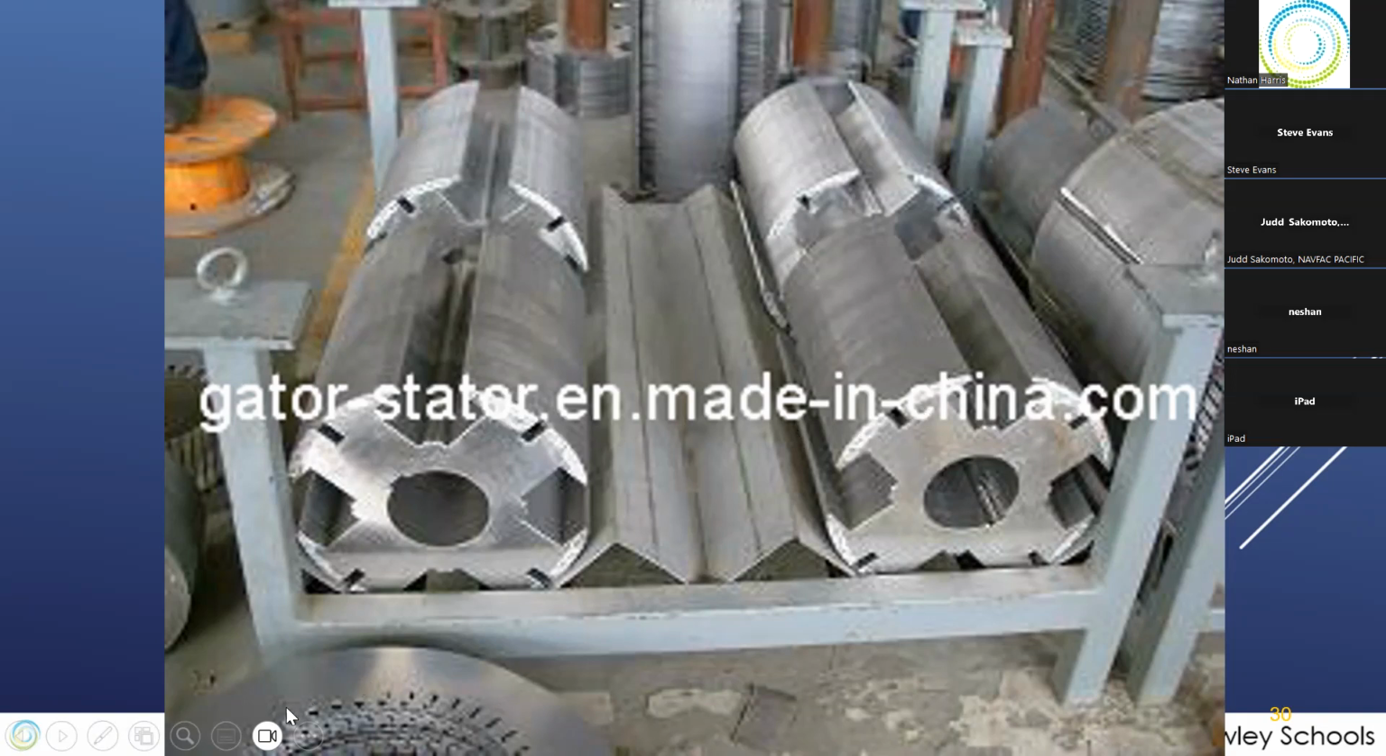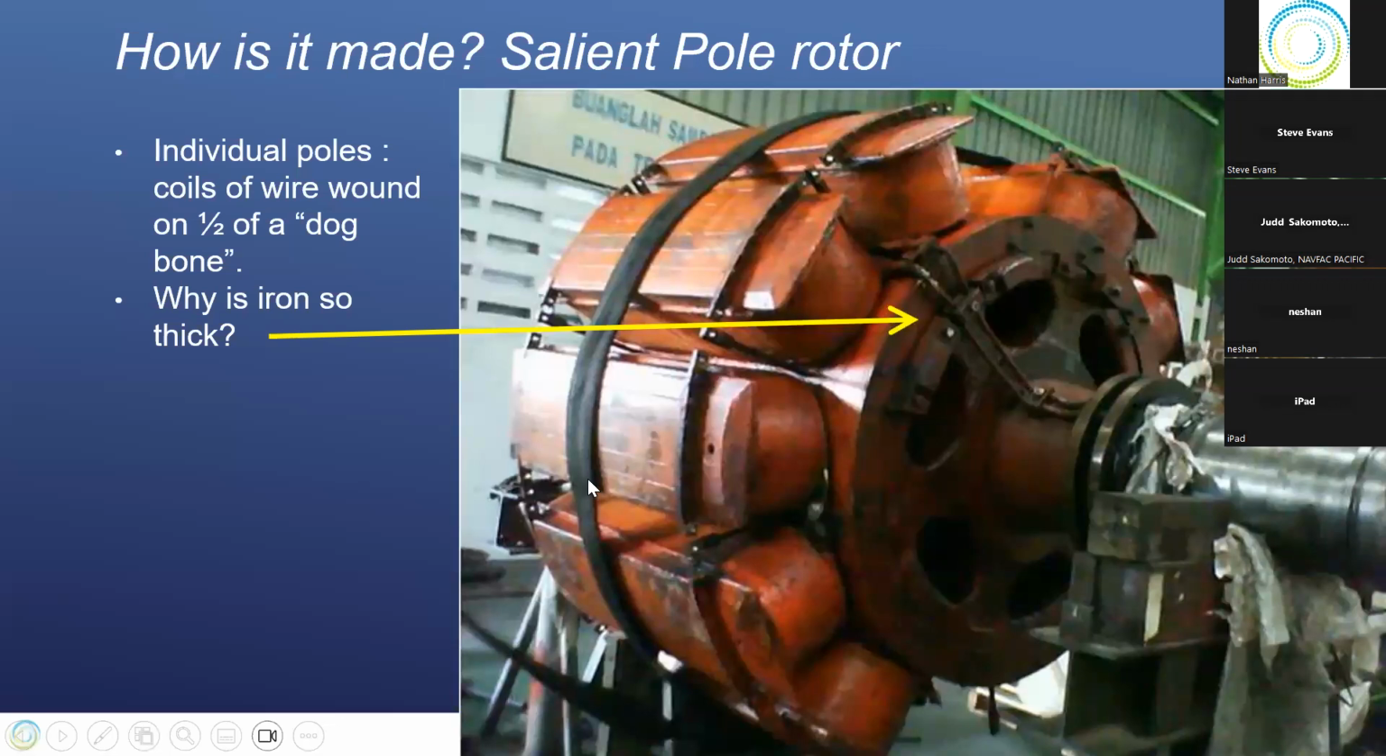Look down the bottom part of the picture to the left, you'll actually see the stator laminations that are stamped and ready to be stacked. So these are, I believe, wind turbine rotors that are being produced here out of stacks of laminations. We end up with a salient pole rotor, and this one is out of a solid iron here, and just rhetorically, why is that so thick?